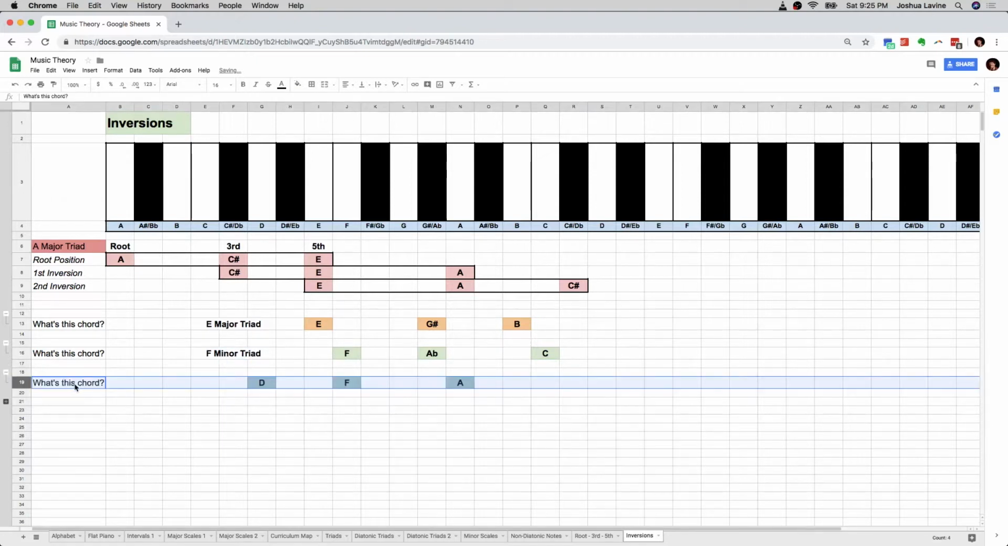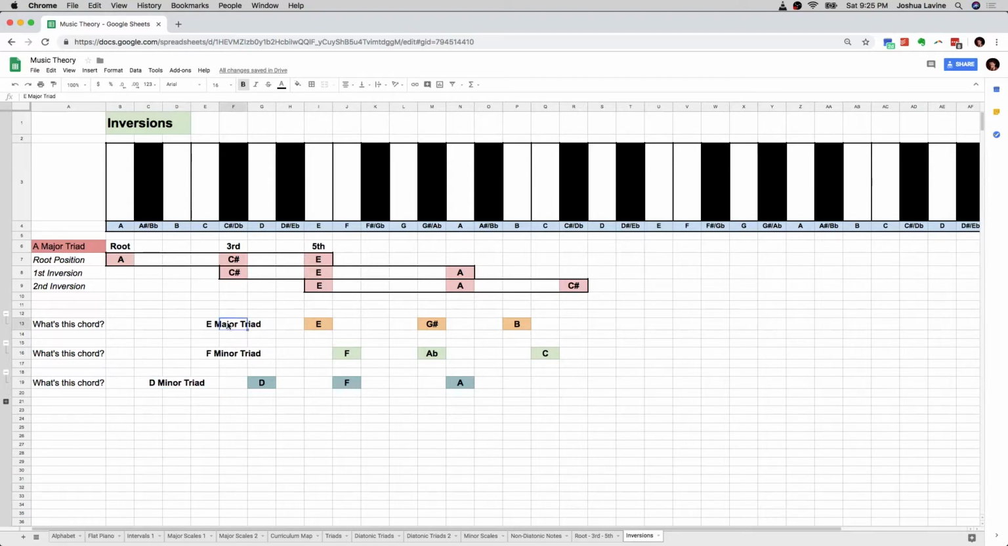All right, what about this chord? D, F, A. These notes are already pretty close together. Yep, it turns out that from D to F, that's a minor third. From F to A, that's a major third. So this is already in root position, and it's the D minor triad.